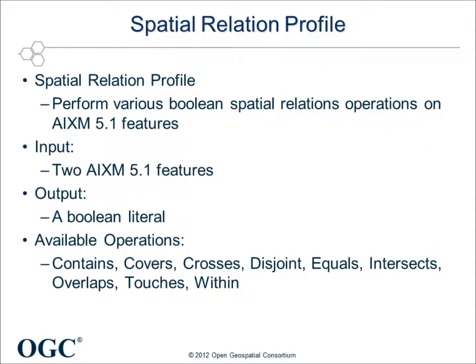The spatial relation profile defines a set of Boolean spatial relation operations on some AIXM features. Some examples of available operations are contains, covers, crosses, and so on. As input of these operations, we have two AIXM features embedded into the WPS query. The output of any of these operations is a literal Boolean value that either confirms or denies the spatial relationship between the two given AIXM features.